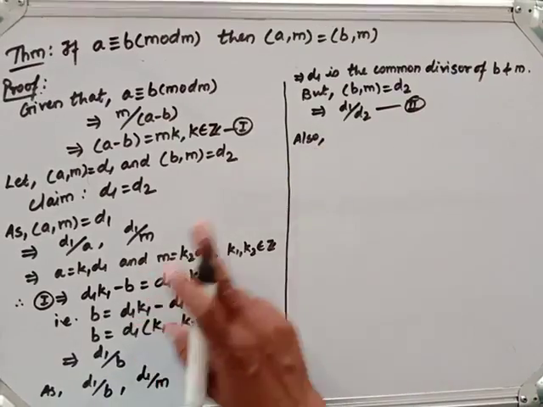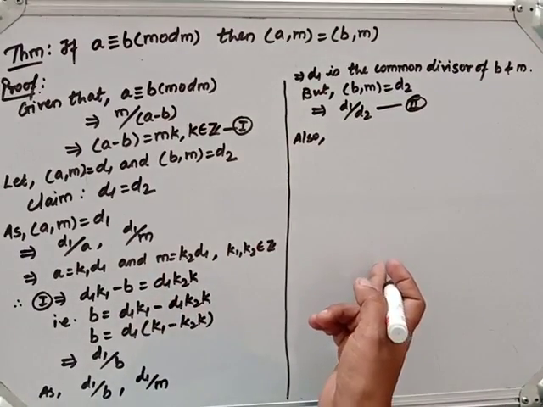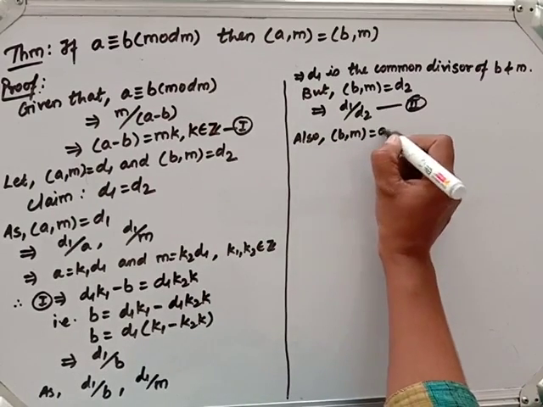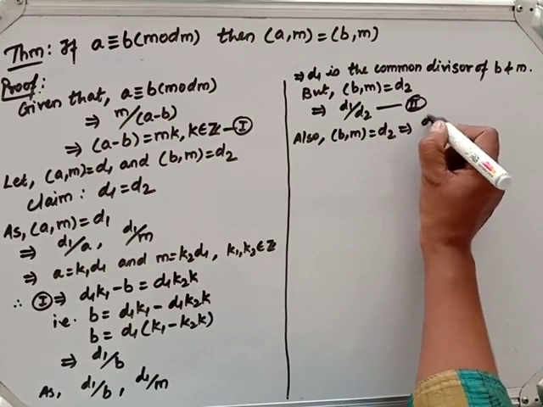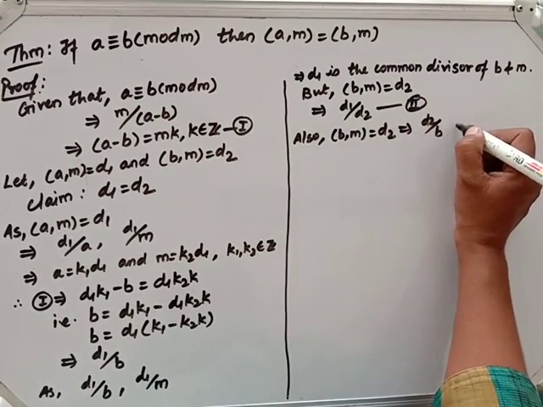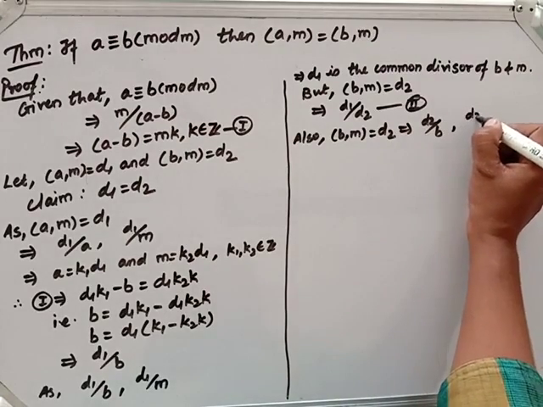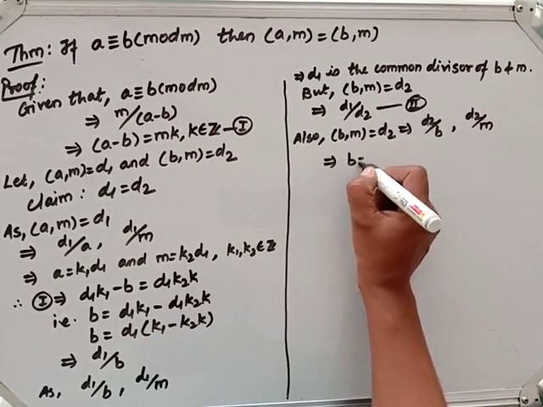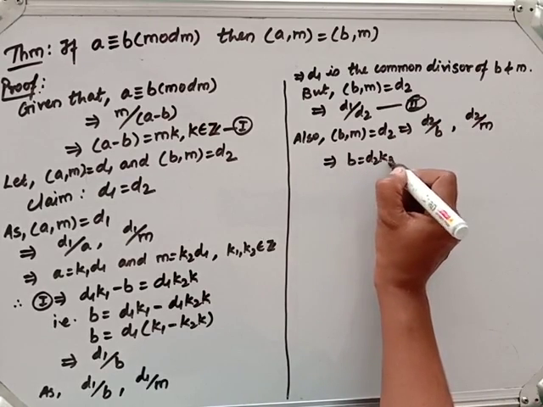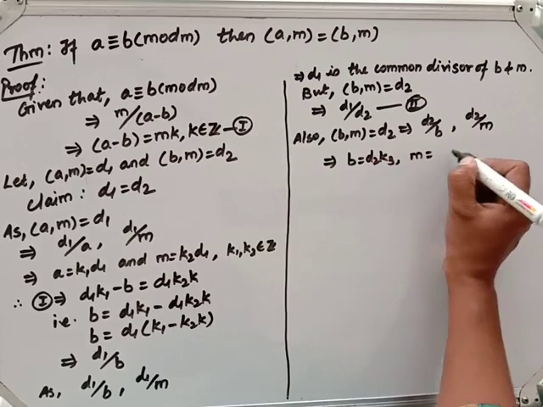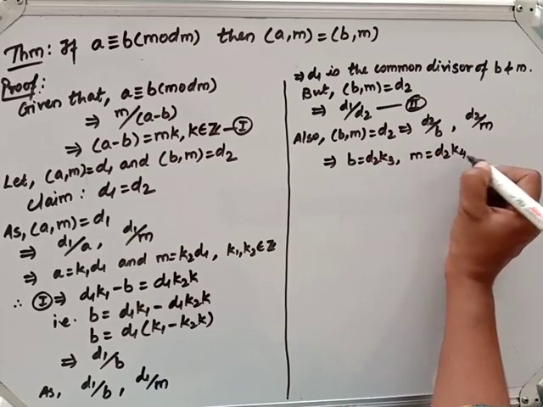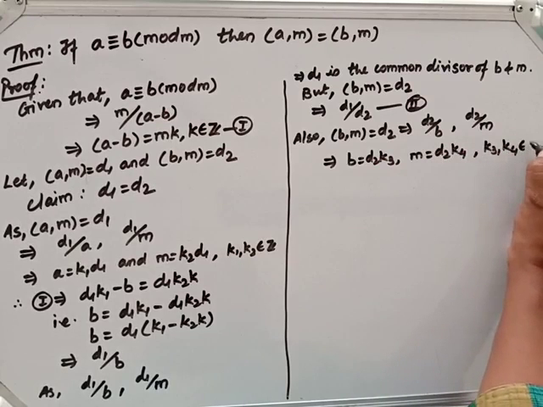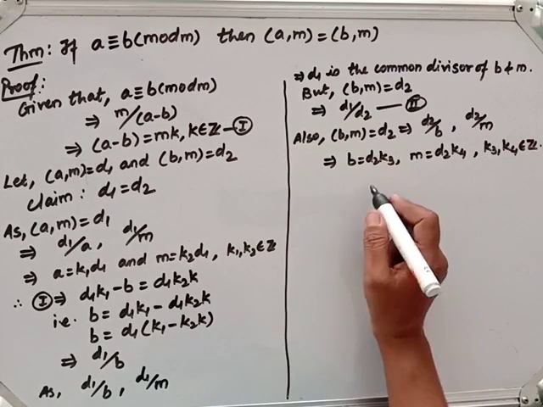Also, similarly, we can show D2 divides D1 here. So, now let me take the GCD of B and M, which is D2. So, this gives D2 divides B and D2 divides M. So, B is equal to D2 K3 and M is equal to D2 K4, where K3, K4 are integers.